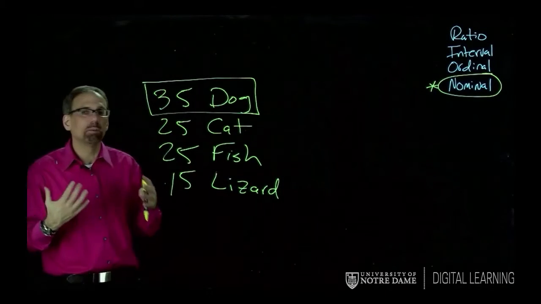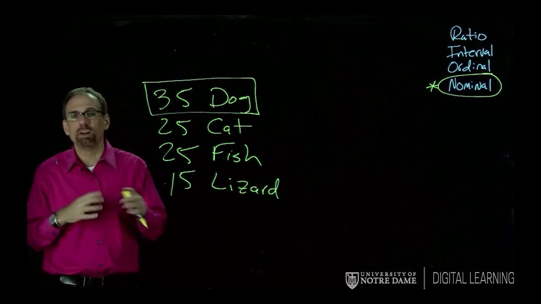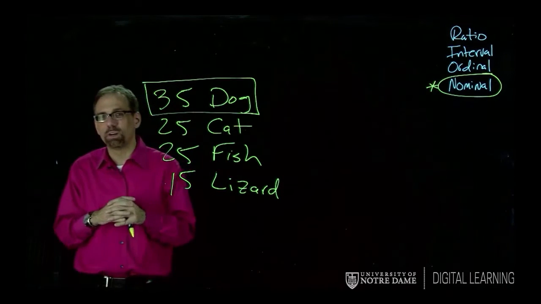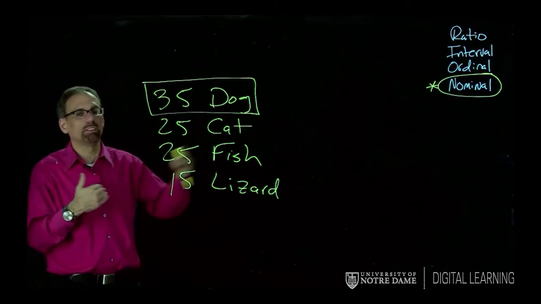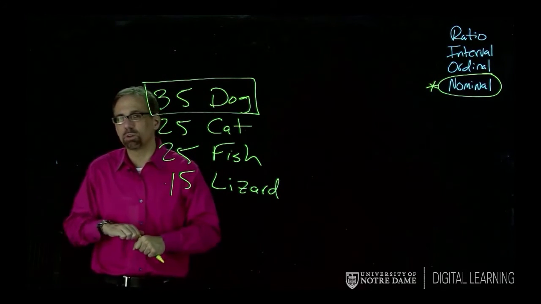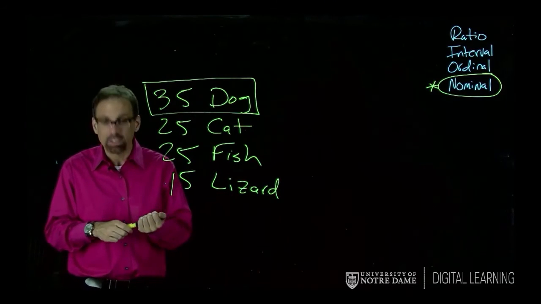We always have limitations with nominal level data that prevent us from doing things that are very helpful in terms of doing statistical analysis. And we're going to see how that plays out as we go across the rest of the course, and we're going to figure out some different ways to compensate for that.